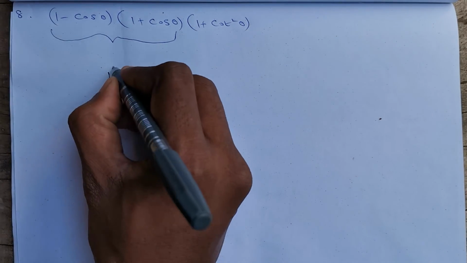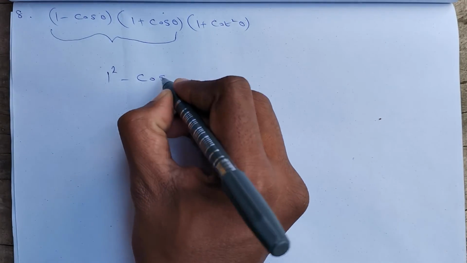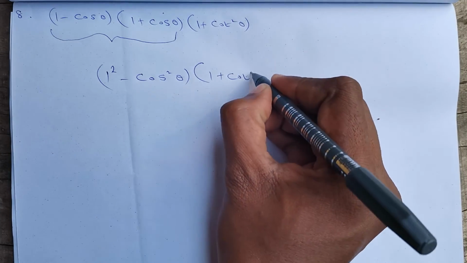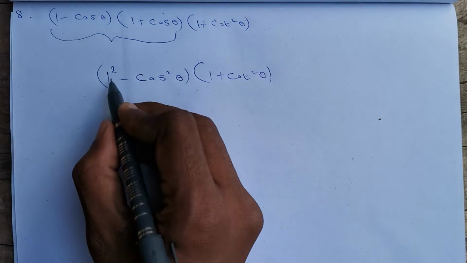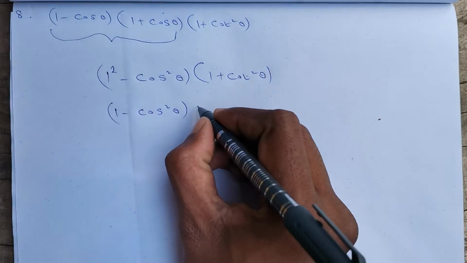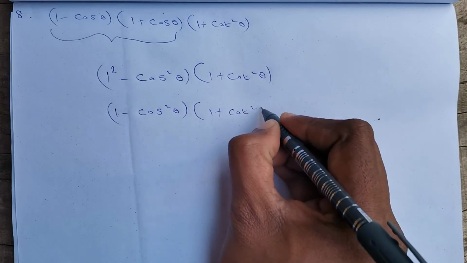So in the same way, (1 minus cos theta) into (1 plus cos theta) will be equals to 1 square minus cos square theta, into (1 plus cot square theta). Here 1 square is nothing but 1. So we have (1 minus cos square theta) into (1 plus cot square theta).